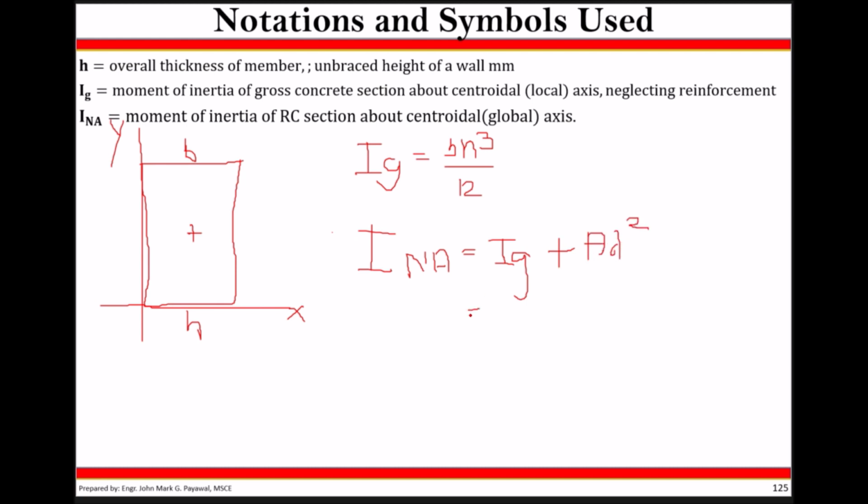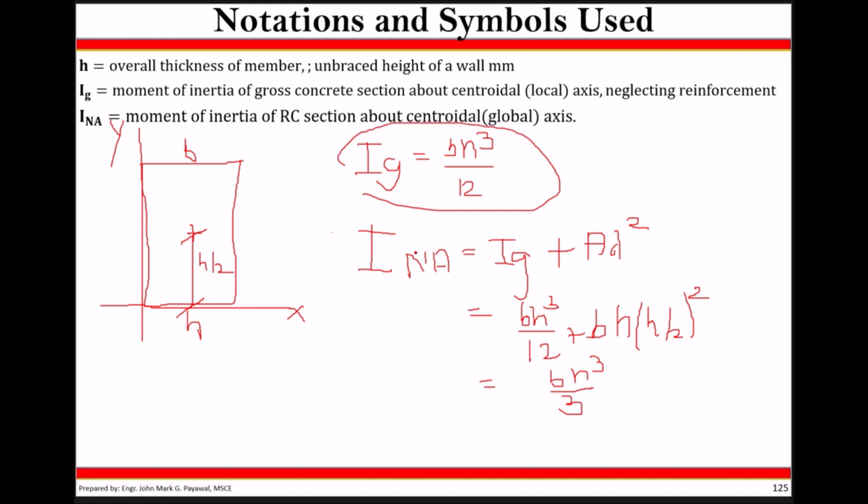So simplifying this equation would yield, if my IG is already computed to be BH cubed over 12, what's the area of the cross section? Base by H. Then my distance from this one up to this one, because that's what I'm measuring, would be H over 2. So it's H over 2. I'll square it, and then simplifying this term would yield a value of B H cubed over 3. So that's the difference between your IG and your INA.